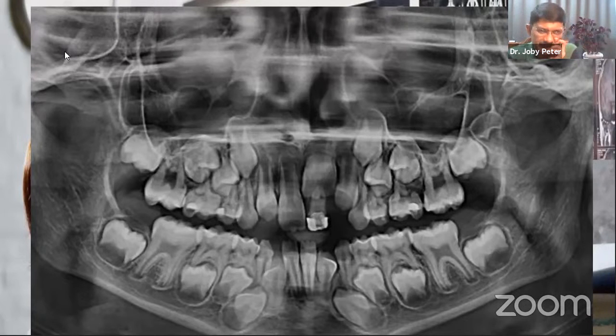I have to remove the central, but that is not enough. I told them you need expansion. I don't need any model analysis here to ascertain that this much discrepancy is there, so I am expanding. This is evident because the lateral incisors have already started rotating. Space is deficient there. So to promote that, slow maxillary expansion has been advised.